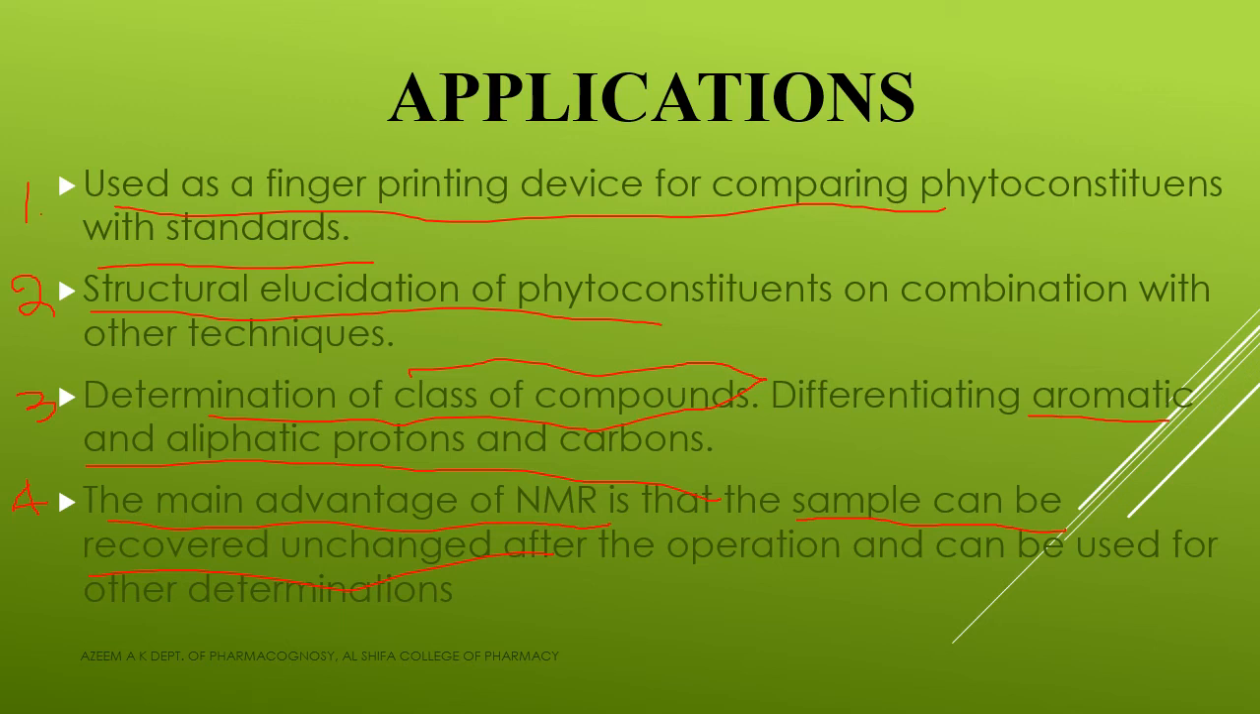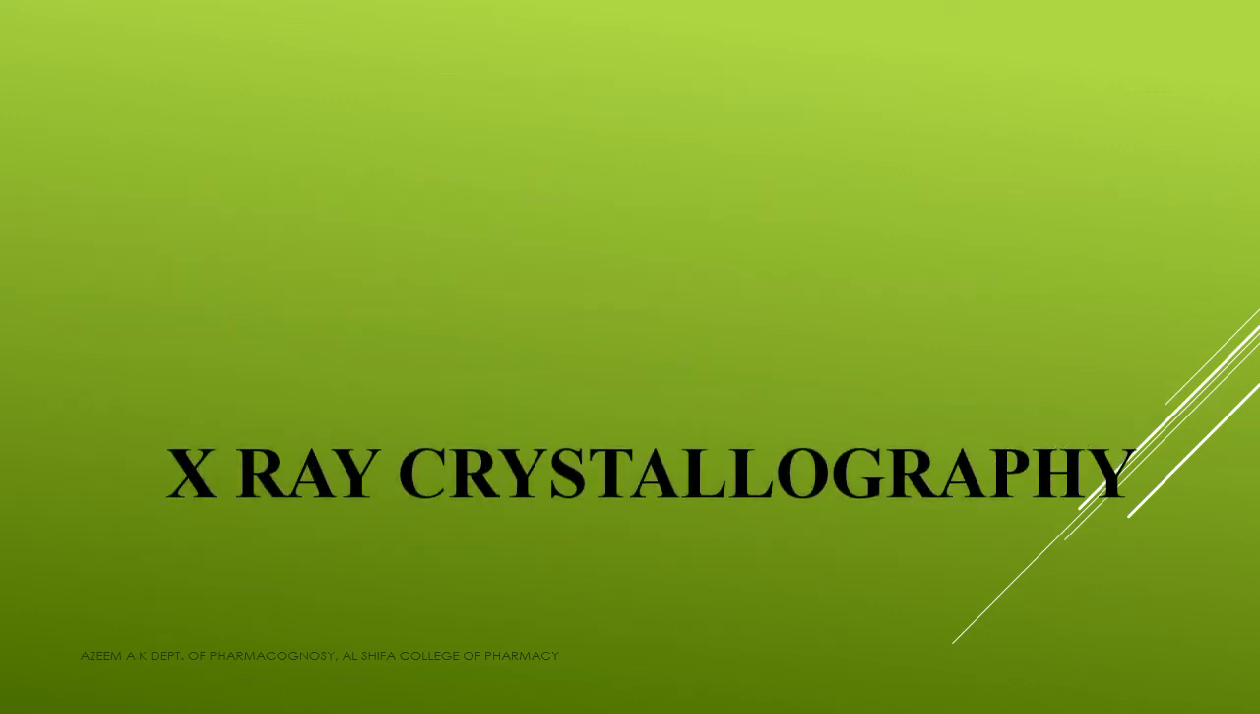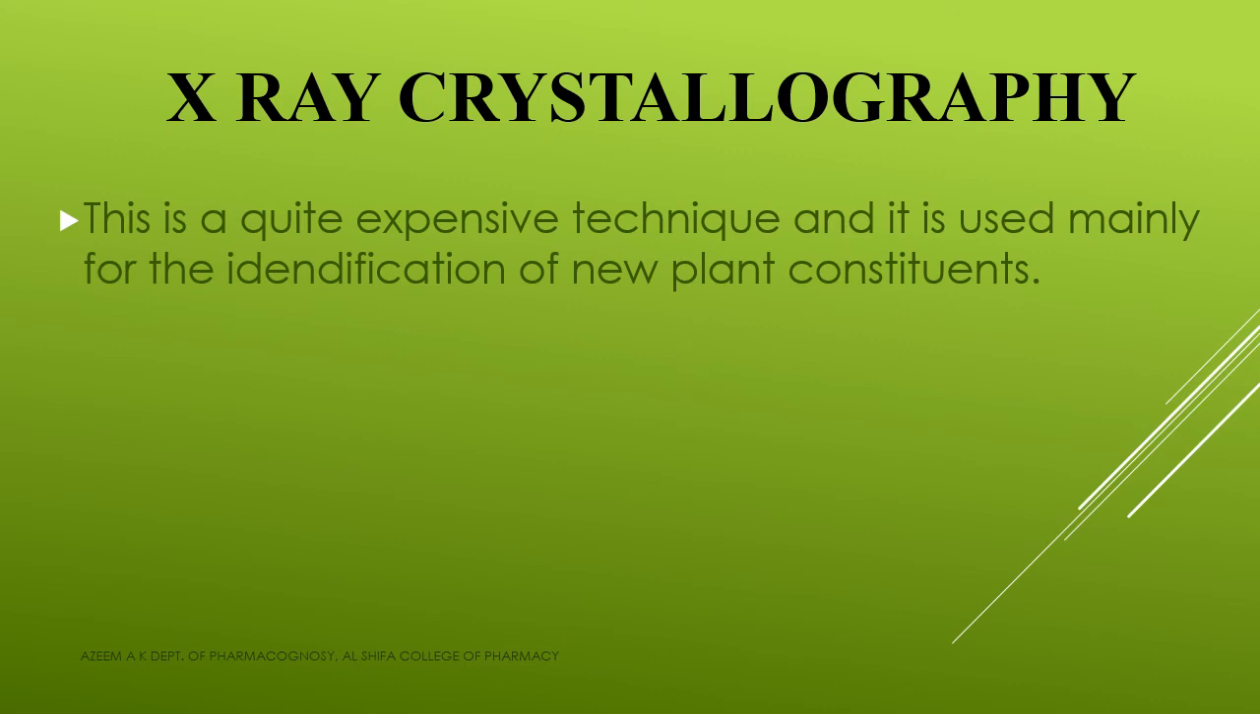So the main advantage of NMR spectroscopy is the sample can be recovered unchanged after the operation and can be used for other determinations. So these are the various applications of NMR spectroscopy, and that is about NMR spectroscopy. Clear? So now we can see about the next technique, that is X-ray crystallography or X-ray diffraction crystallography.